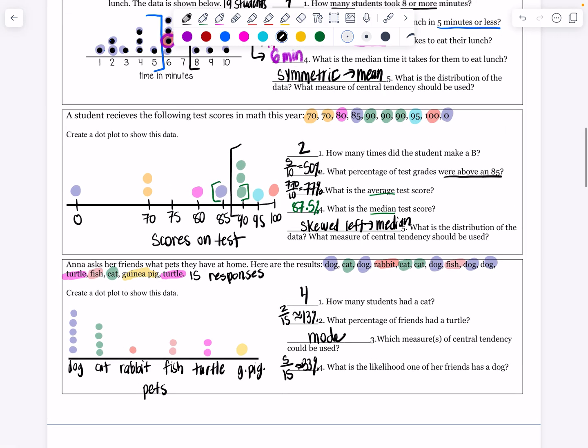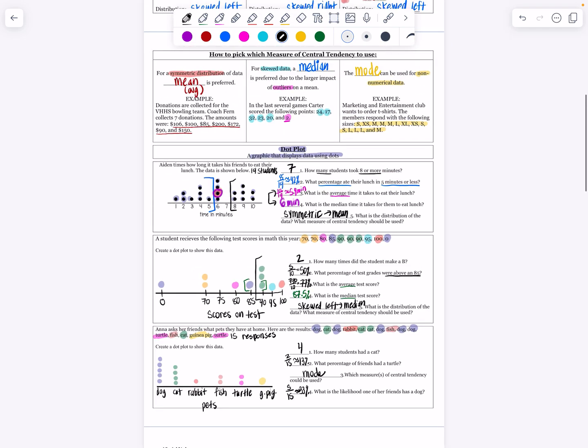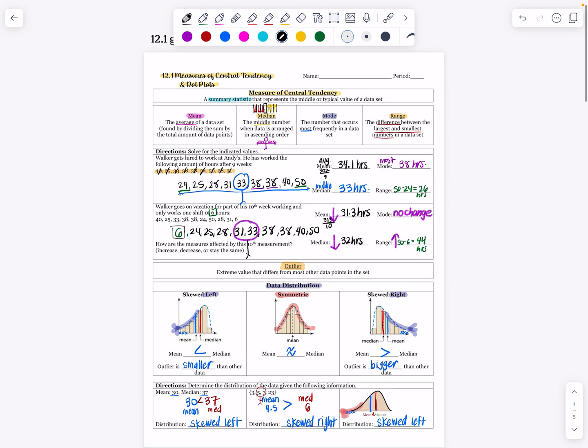All right, so your assignment is a Google form, and it's got the information on what you need to get in order to get credit for the assignment. I want y'all working together on this. I want y'all talking about the data, analyzing the data, and reading these things and making decisions based on what you know to be true about the measure of central tendency and dot plots.